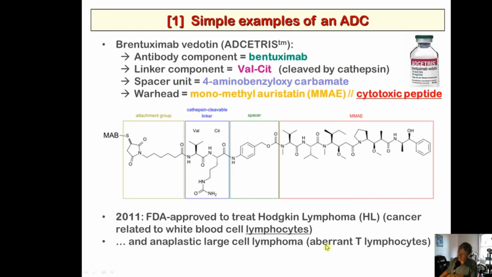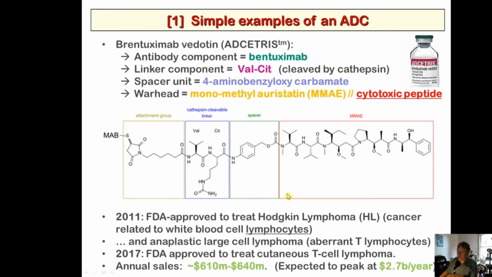The second class have to do with T lymphocytes, which are another class of lymph node cells. And also in 2017, this was approved to treat cutaneous T cell lymphoma, which is lymphoma under the skin. And this is actually a well-selling drug. It's fairly recently approved, and they're earning something like $600 million a year. And eventually it's expected to peak at about $2.7 billion a year. So you can see that this is a profitable area of drug development. All right.